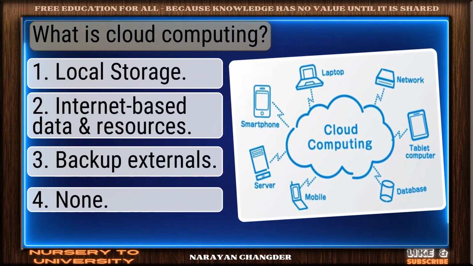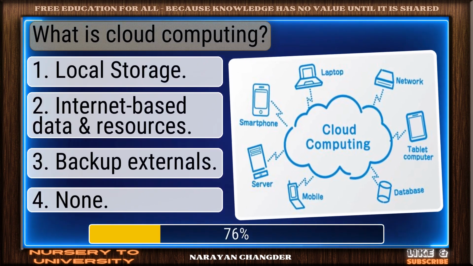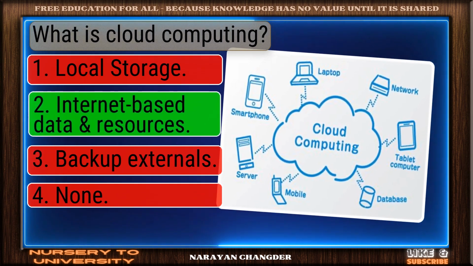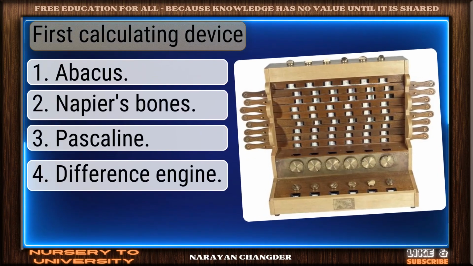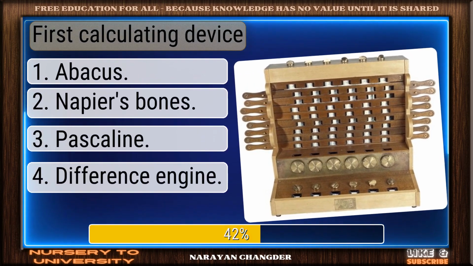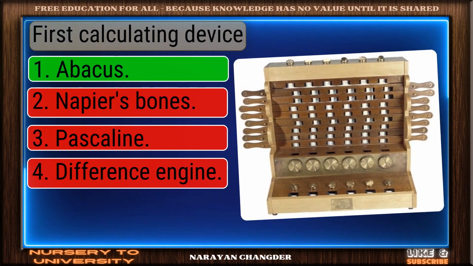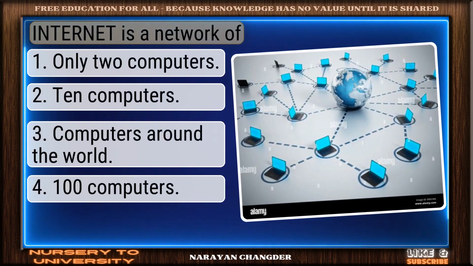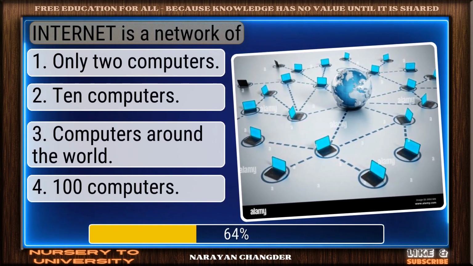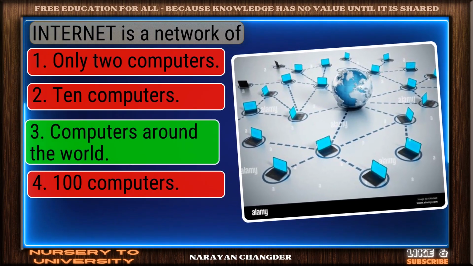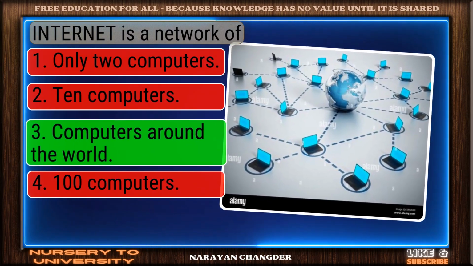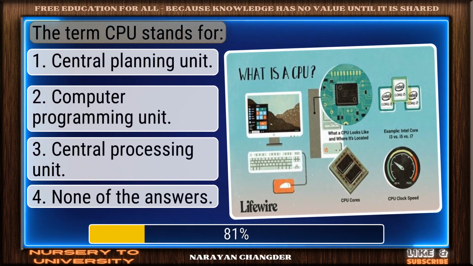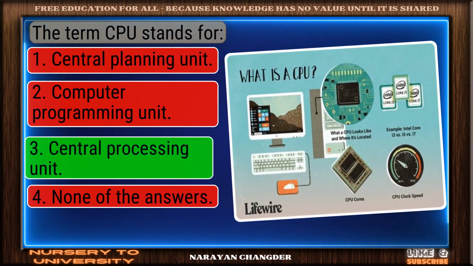What is cloud computing? Good thinking. Internet-based data and resources is right. First calculating device? Sharp thinking. Abacus is right. Internet is a network of? You got it. Computers around the world fits. The term CPU stands for? You chose Central Processing Unit.